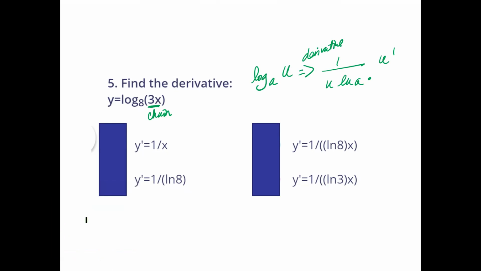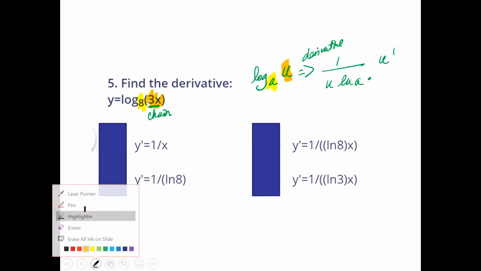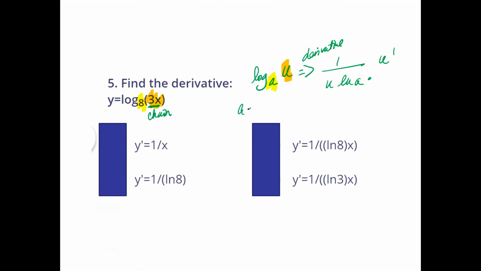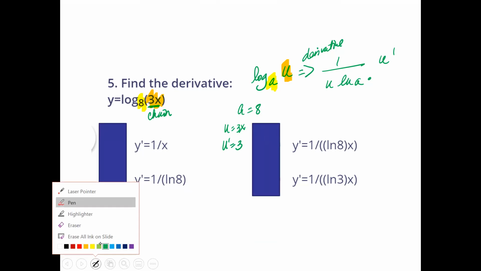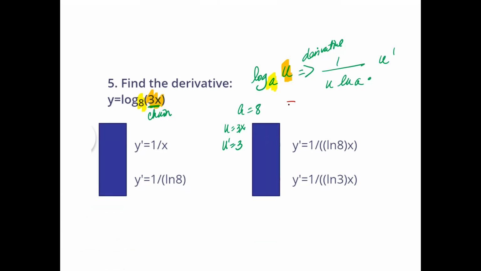So once again, we're going to try to match everything together. My a is going to be 8, and then my u is going to be 3x, and then, of course, my u prime is going to be 3. And now that I have these components, let's plug into the formula. So my y prime is equal to 1 over u, which is 3x, ln a, so ln 8, times 3.